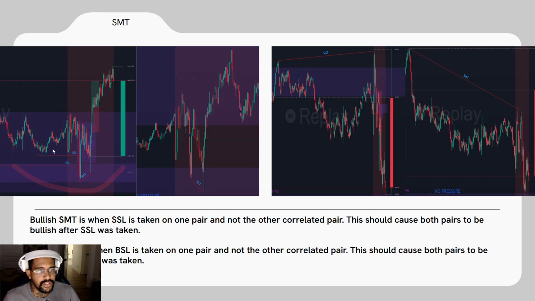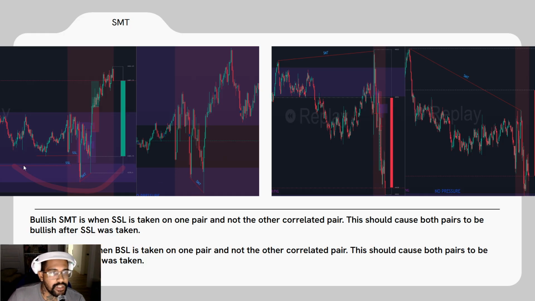This is Nasdaq. This is S&P 500. This is at the same exact time. What happens here? We take sell side liquidity over here. But look what happens here. SMT. This line from here to there, there's no liquidity taken. But look at this one. The line from here to here, liquidity is taken. And look what happens. It flies up. This is a great indicator that we should go for buys. That's why I took it.